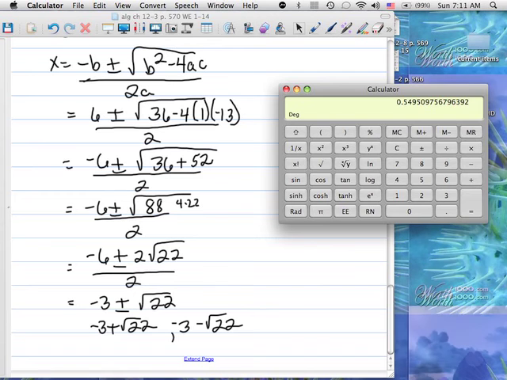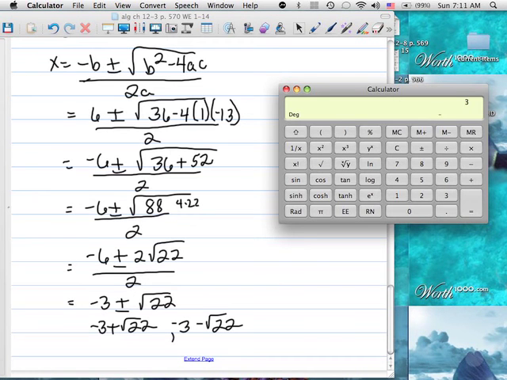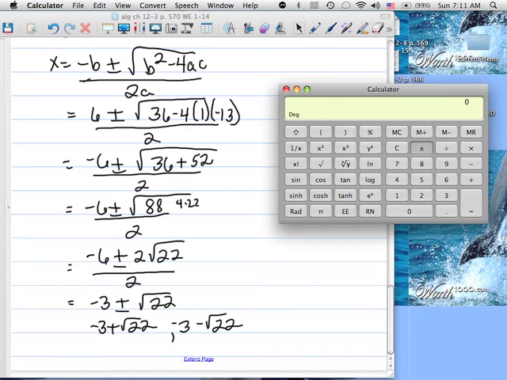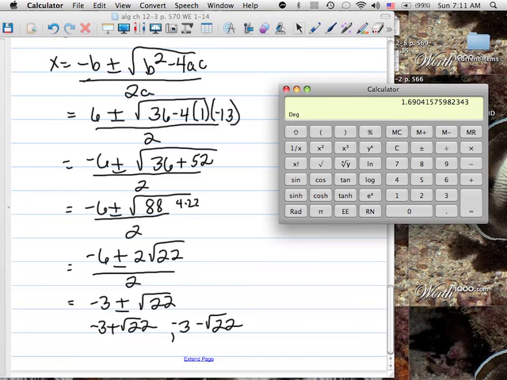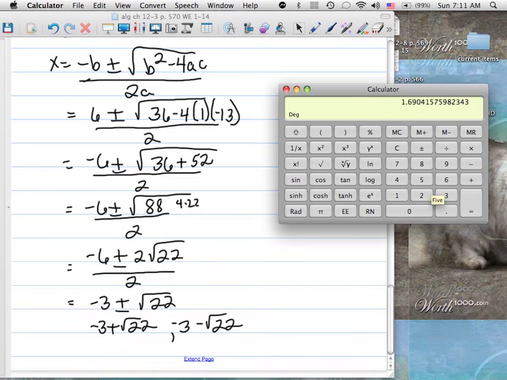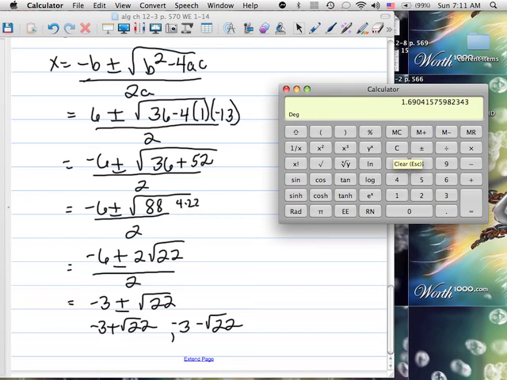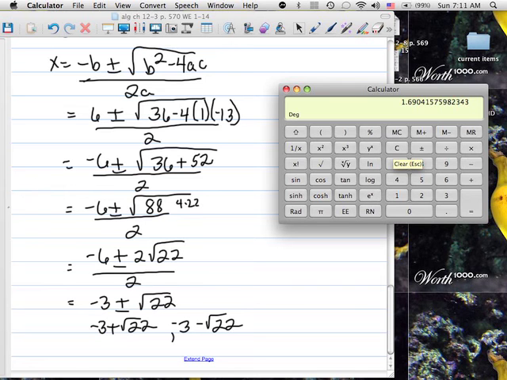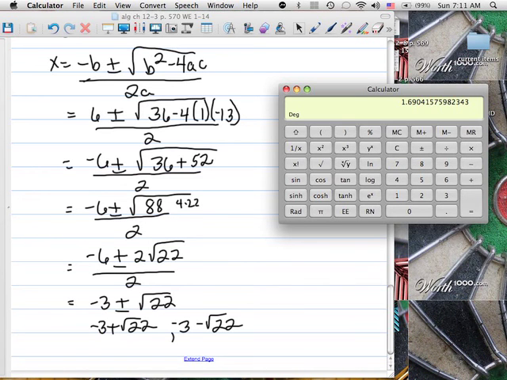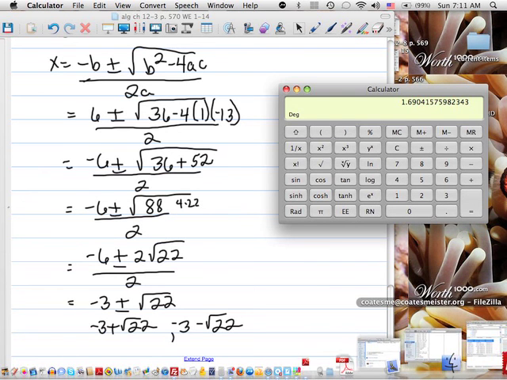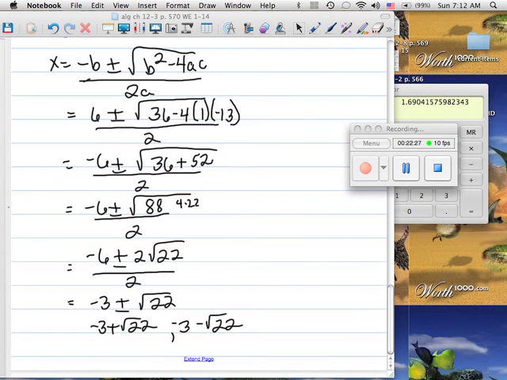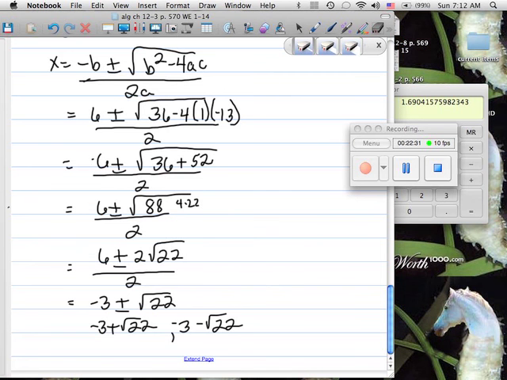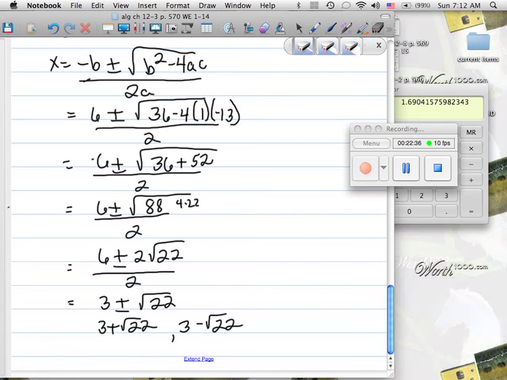So negative 3 plus the square root of 22 gives us 1.7. Okay, I made a mistake back here. This should be positive 6 all the way through here. So that's, okay, now we're ready.